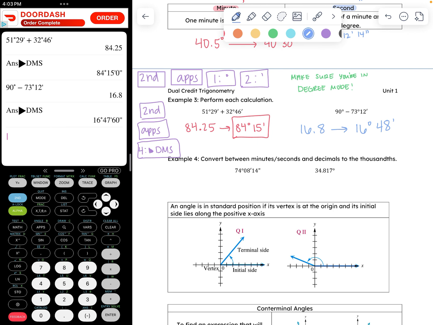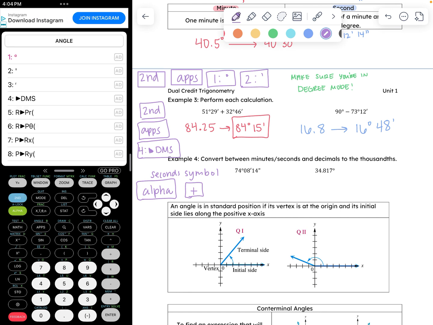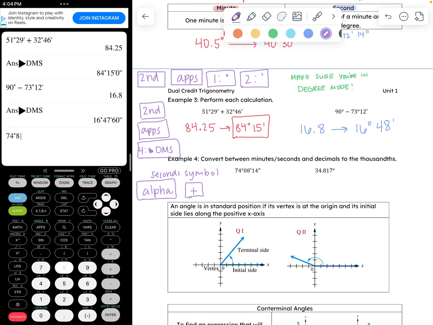Okay, you may have noticed in this menu that the seconds symbol is actually missing. It's in a different spot because I think the quotation marks are used for other things on your calculator as well. So to get the seconds symbol, you're going to hit alpha and then the plus sign. So for example 4, I've got 74 and then second apps 1 to get the degree sign, and then 8, second apps 2 to get the minute sign, and then 14, but then I'm going to hit alpha and the plus sign to get that seconds sign.